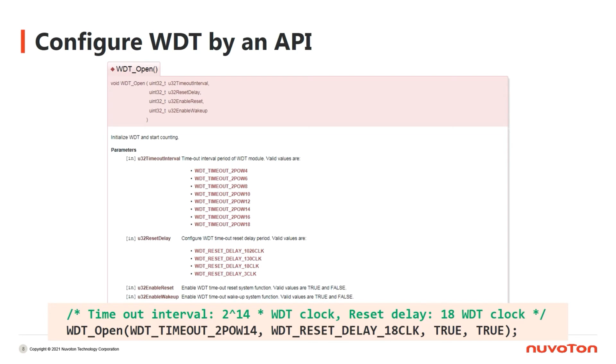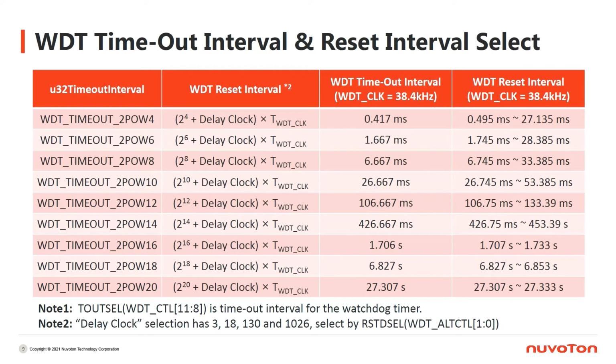In this table, let's check the first and the third columns first. The first column, U32 timeout interval, defines how many WDT clocks to timeout. The third column is the actual value of the WDT timeout interval. We use T WDT CLK to represent the value of one WDT clock. Therefore, the WDT timeout interval is equal to U32 timeout interval multiplied by T WDT CLK.